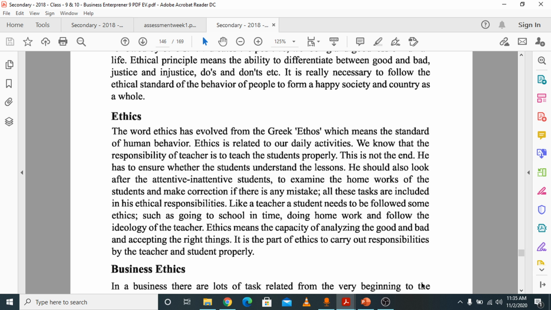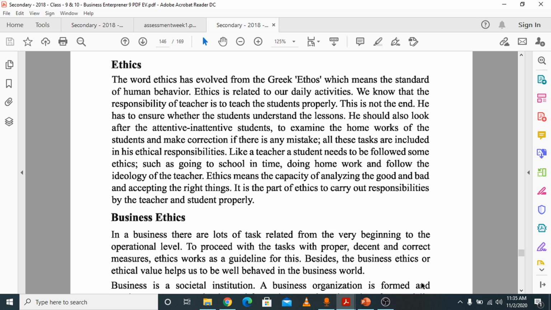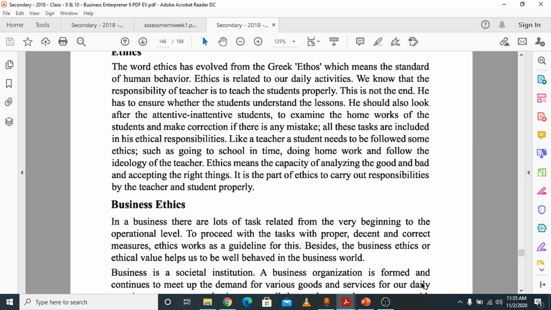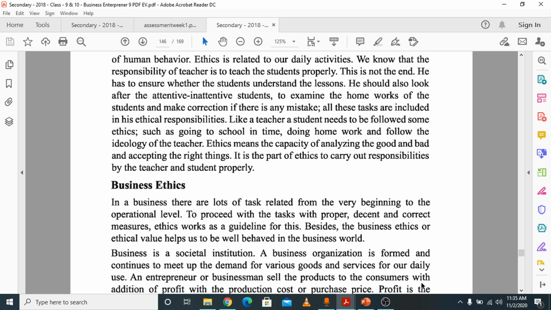Ethics is related to our daily activities. You know that in every step of our life we have to identify which is good and which is bad, or we should be able to differentiate between good and bad. So this is related to each and every step, each and every moment of our life. And what is business ethics?